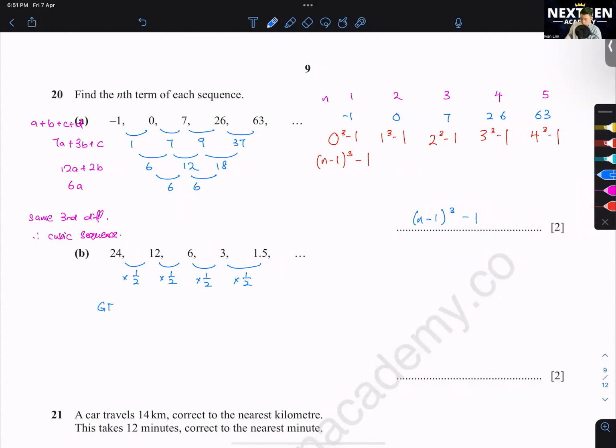Okay, so geometric sequence, we should know that the formula is A R to the power of n minus 1. What's my A? A is 24. My R is 1 over 2. Okay, 1 over 2 to the power n minus 1. Just leave it like this. This is your answer.